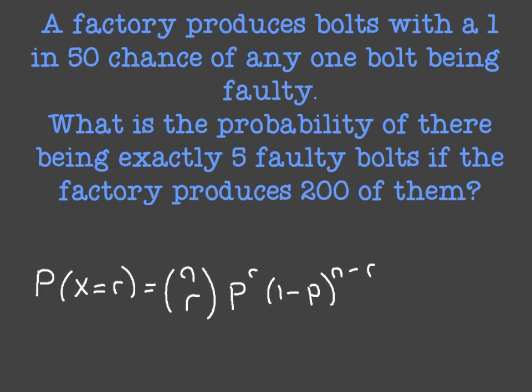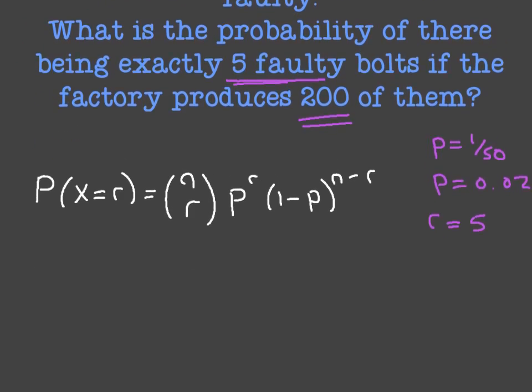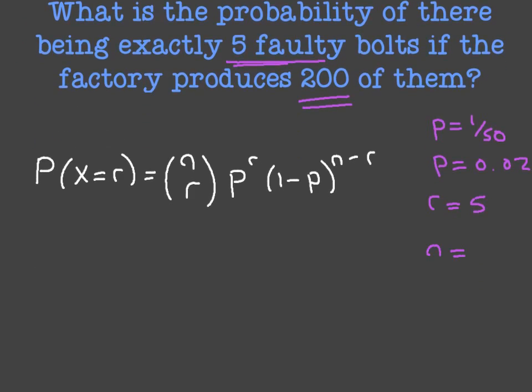We're told that there's a 1 in 50 chance of any one bolt being faulty, and we're told this in the very first sentence. This tells us that p is equal to 1 in 50, which is the same thing as 0.02. In the same way, we're being asked to find the probability of there being exactly 5 faulty bolts. That means that we're looking for r is equal to 5. Finally, we're told that there are 200 of them being produced. So that corresponds to the number of trials. In other words, n is equal to 200.